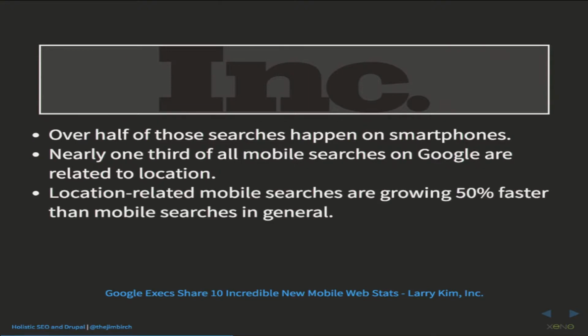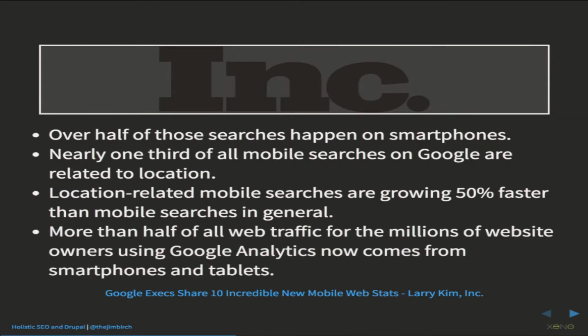And location-related searches are growing faster than any other type of search. This is also a good one, too. More than half of all web traffic that Google Analytics tracks is now mobile, phone or tablets. So that kind of gets rid of a lot of the spam sites of the internet, right? Anybody that put Google Analytics on their website is trying to find out who visits them, or has at least put some effort into it.